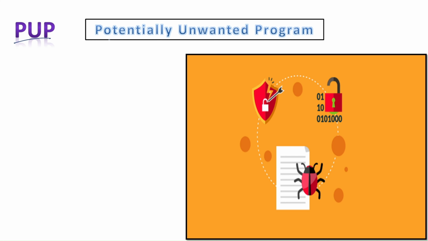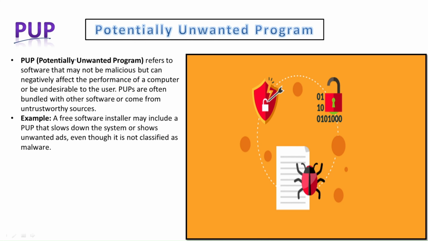PUP, or potentially unwanted program. So PUP, potentially unwanted program, refers to software that may not be malicious but can negatively affect the performance of a computer or be undesirable to the user. So PUPs are often bundled with other software or come from untrustworthy sources. For example, a free software installer may include a PUP that slows down the system or shows unwanted ads even though it is not classified as malware.